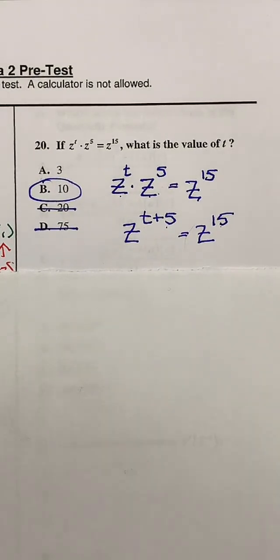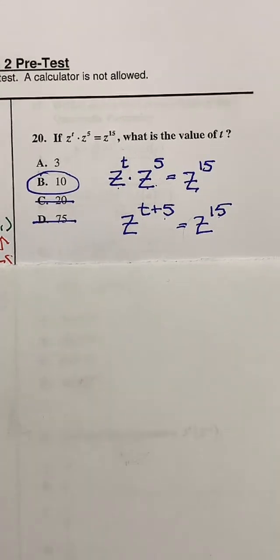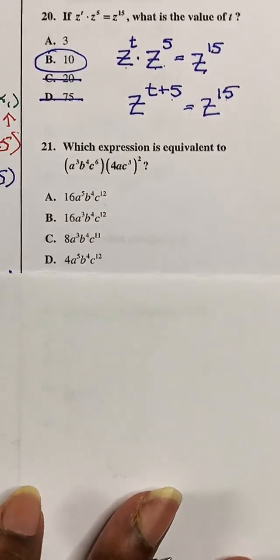All right, good. So it's not going to be 3, because 3 plus 5 gives me 8. That does not give me 15. Okay. All right. Now let's get with the next one.